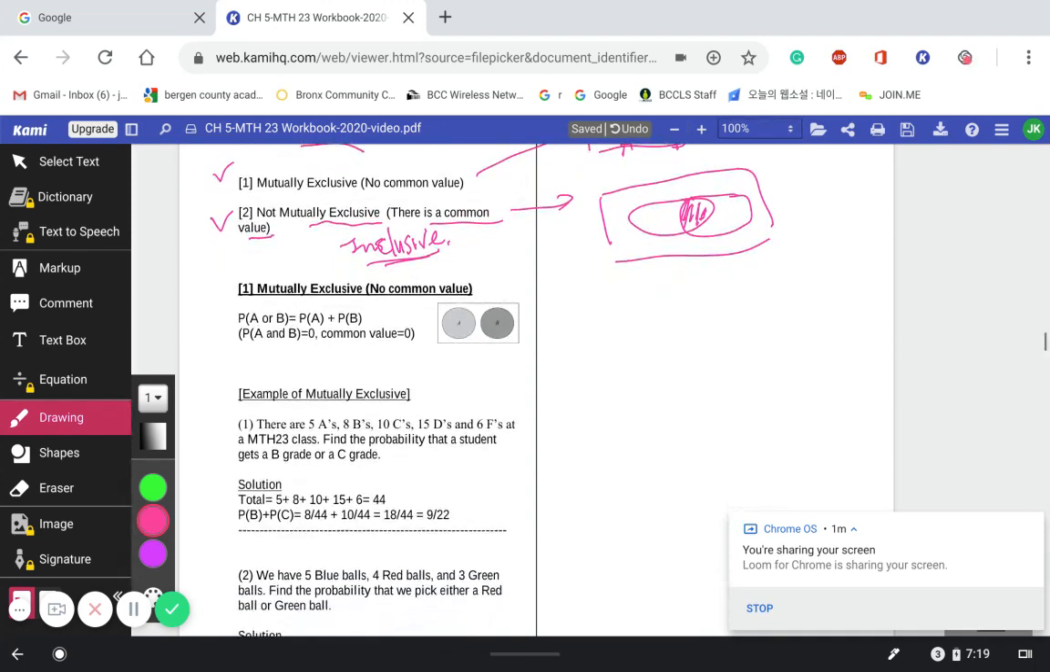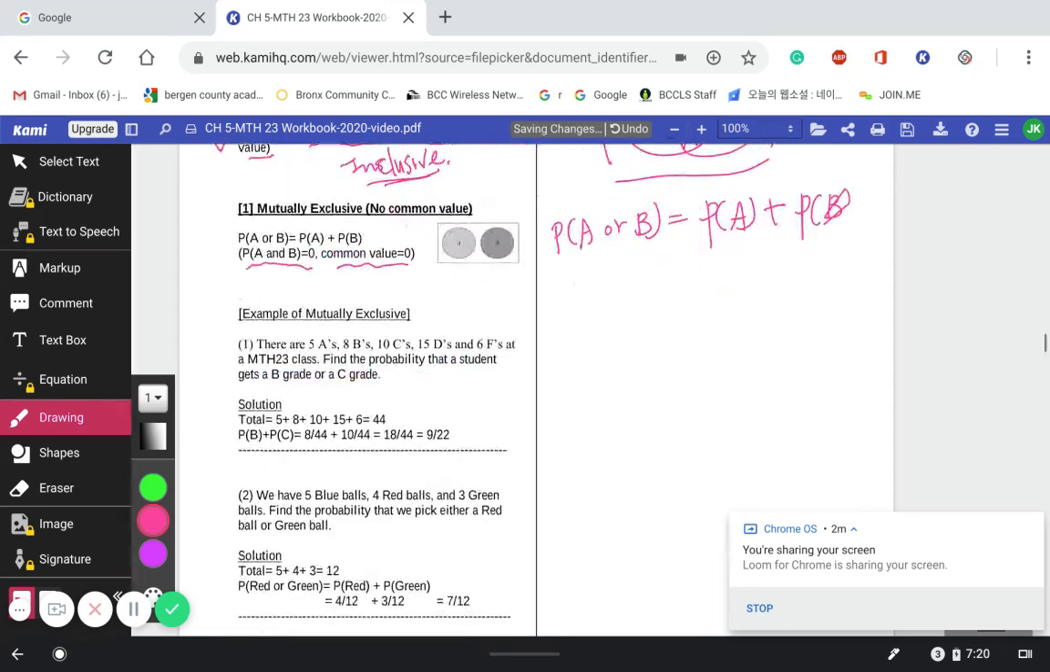So let's talk about the mutually exclusive case, which is where there are no common values. Event A, event B: if they ask you to find the probability of A or B, that's the time you add the individual events, and since they are mutually exclusive, there is nothing common in between. So here, the probability of A and B is 0. The common value is 0.